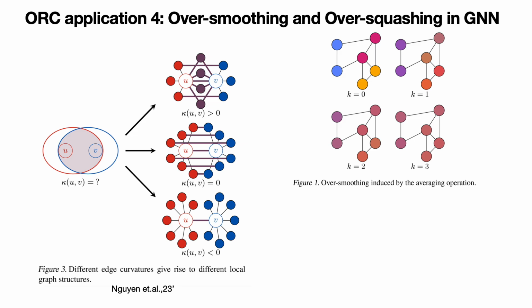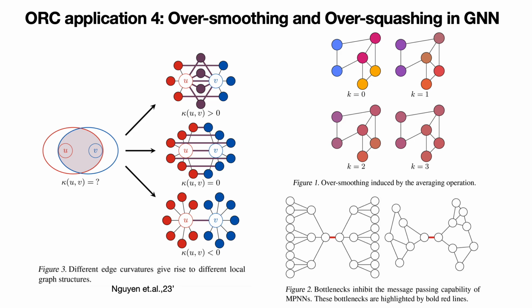So there is some heuristic interpretation. Maybe if there's a cancer, the genes or proteins are more activated. It's more like a fully connected network, so the curvature is much bigger. That's the interpretation. And the last application is in deep learning.